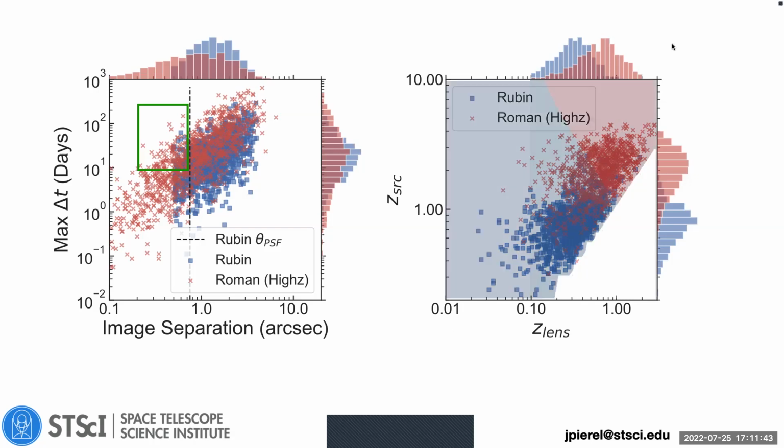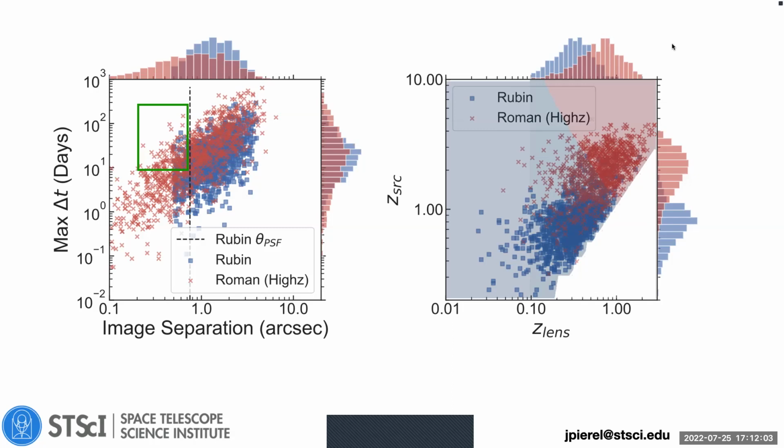And on the right here, I'll go back one second, is the lens and source redshifts. Again, you can kind of tell that these are sort of separated, but have a nice overlap region. It's the same distribution as we just saw. And then I overlay here.